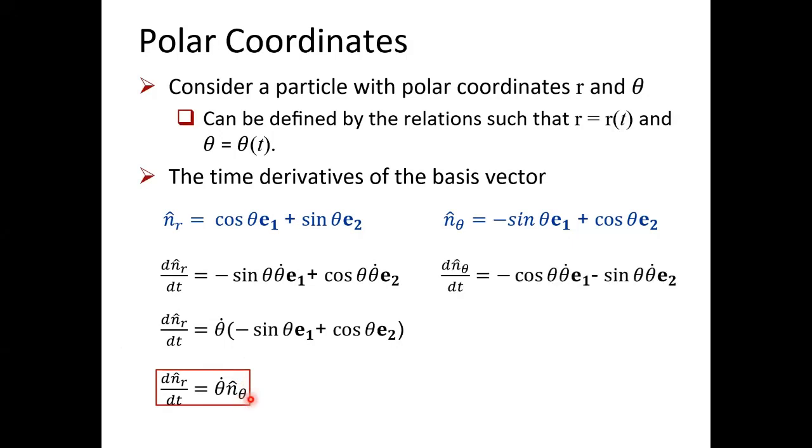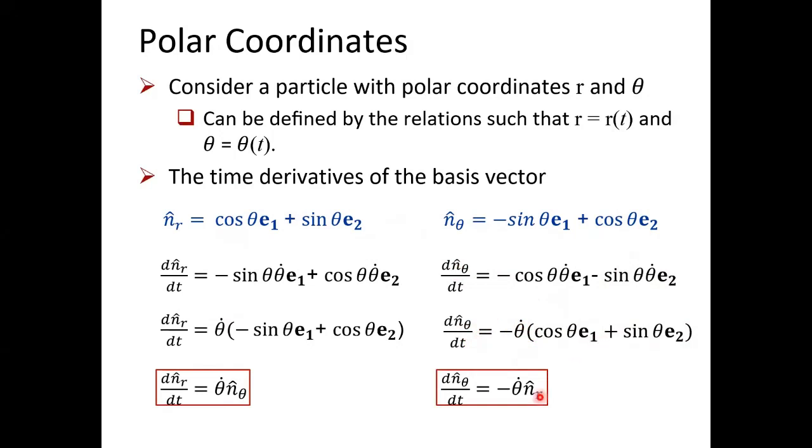Similarly, if you take the derivative of n hat theta and take theta dot out, what is left over is exactly n hat r. Therefore, d n hat theta over dt equals minus theta dot n hat r. This is also important for our discussion. So d n hat r over dt is theta dot n hat theta, and d n hat theta over dt is minus theta dot n hat r. That is the relationship between the two directions.